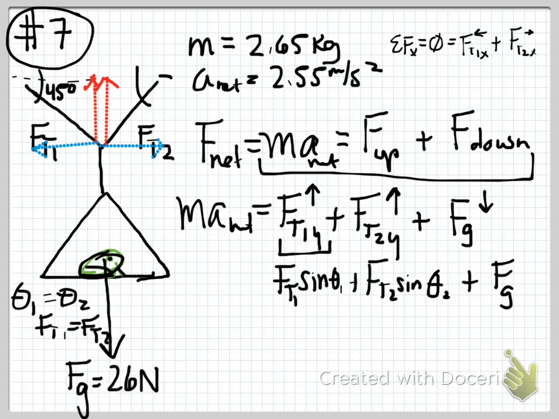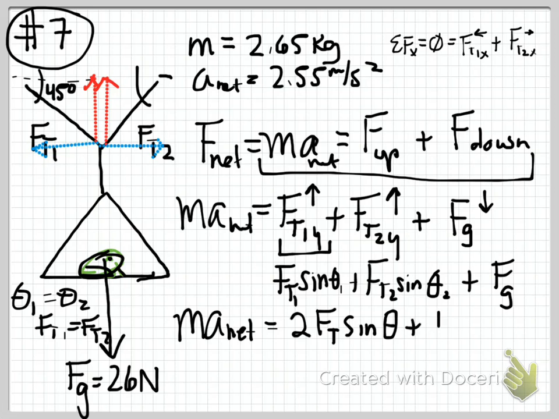All right, so now we can take our next step. Because we know that f of t1 is equal to f of t2 and theta 1 is equal to theta 2, we can say the mass times the net acceleration is equal to 2 times f of t sine of theta, because they're the same, plus f of g.